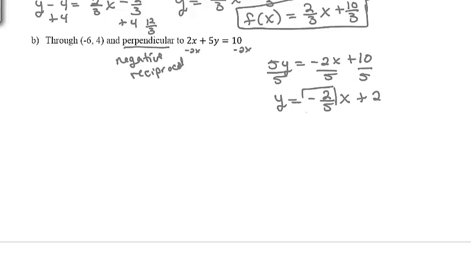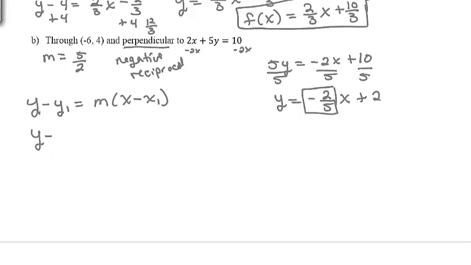And so here's the slope of this line. We need to change its sign. So that's going to be positive, and then flip it upside down. So positive 5/2. So you have to do two things. Change the sign, making it positive, and flip it upside down. So that would be 5/2. And then we're going to use the point slope form again. And the point slope form was y minus y1 equals m times the quantity x minus x1.